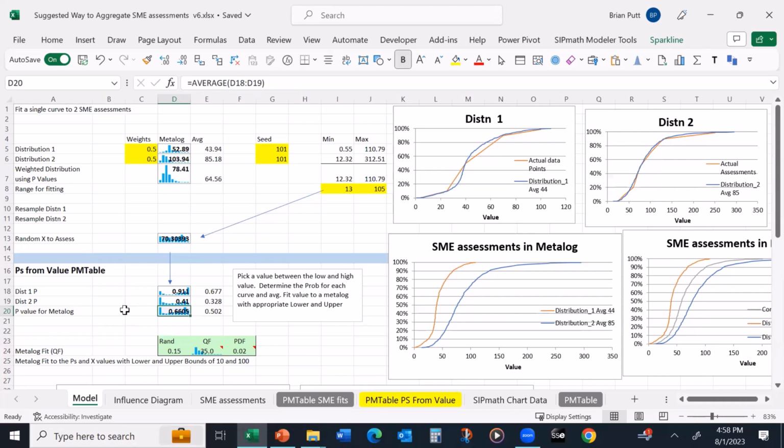So if you're interested in this model, I'd be happy to share it with you, along with the supporting metalog distributions where I fitted those.